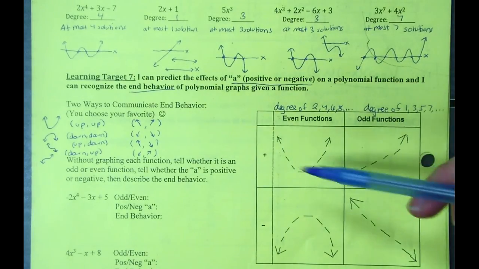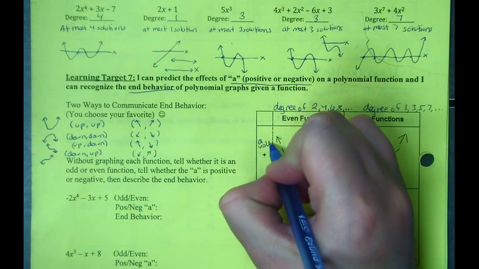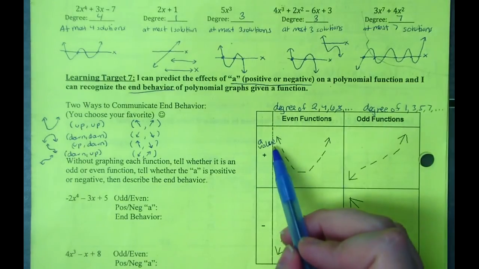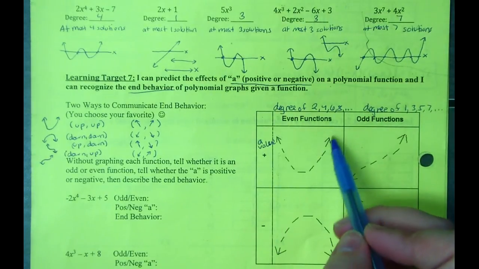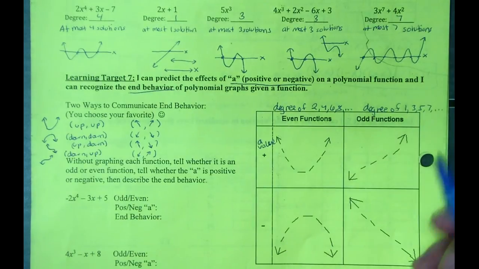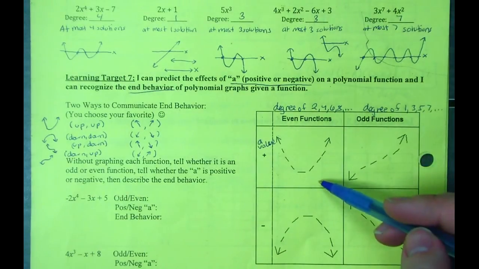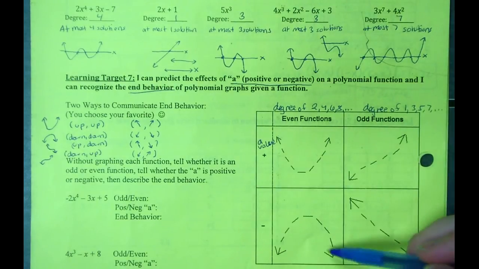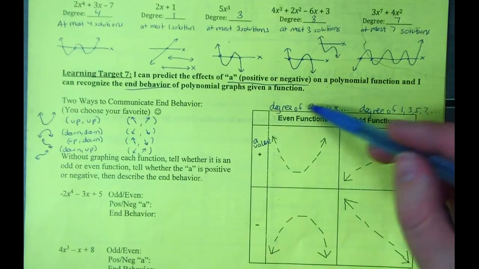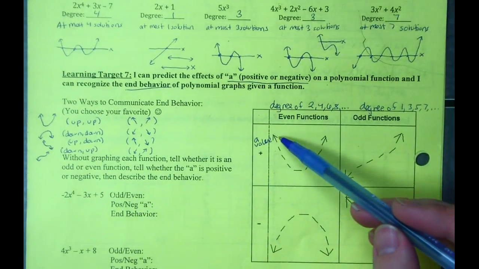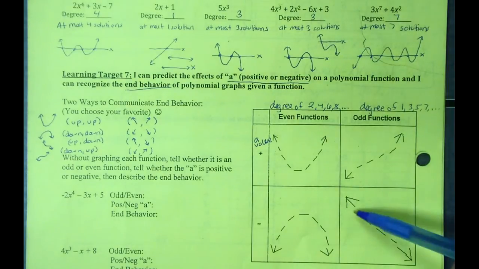And if it has a positive A value, then whatever way it starts, that's the way it ends. If it starts going up, it's going to end going up. That's for an even function. And if it starts going down, it will end going down. So, sorry, that's not the A value. If it's an even function, whatever way it starts, that's the way it ends. If it's an odd function, it starts and ends going different directions.